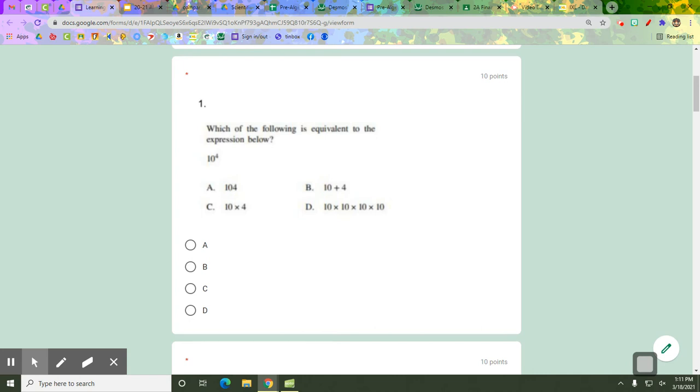All right. Now you can either stay with me question by question, or if you're confident, you can go ahead and work ahead. It's up to you. Which of the following is equivalent to the expression below? Remember that exponent is repeated what? Multiplication.